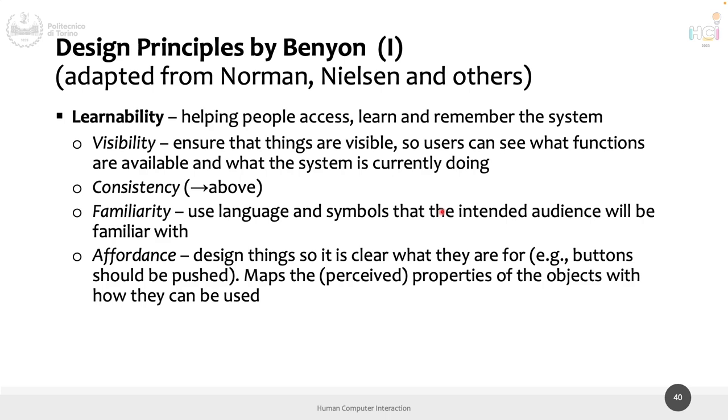And then if we just briefly look at the other Zen principles, like this one from Binion, we are not going to see them in detail, but you see that there are things that are really common with the other principles we have seen, like consistency. We found again consistency. Familiarity is another one. Use language and symbols, we found that as well. Visibility of the system status is something we will see. Affordances, all the discussion about doors we had.